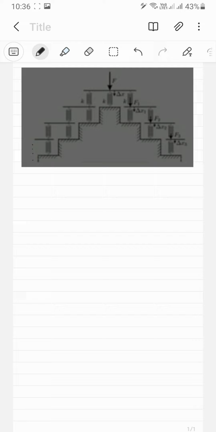Okay, so all these springs have the same stiffness constant K. We want to find the stiffness constant of this entire system, and by the way, this ladder is infinite, right? They even gave us some notation. Now, how do we solve this?